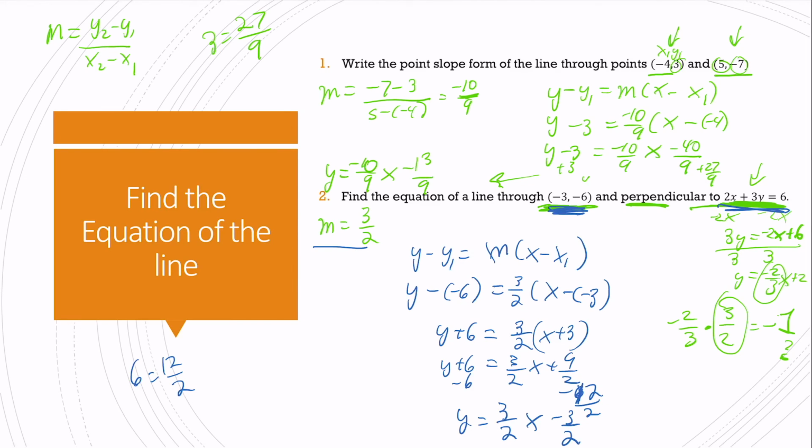So there are some examples of how we can find the equation of a line. Keep in mind you're not always given your slope. Sometimes you'll have to calculate it. Sometimes you'll have to find it. But it may not always be given to you.